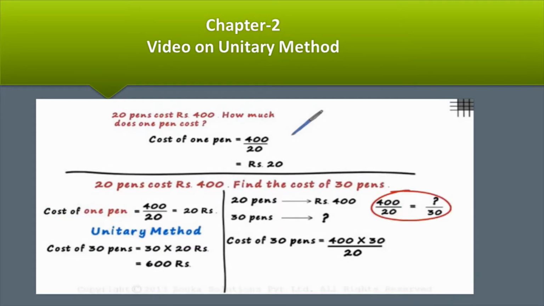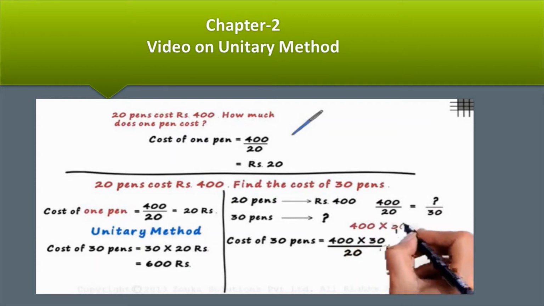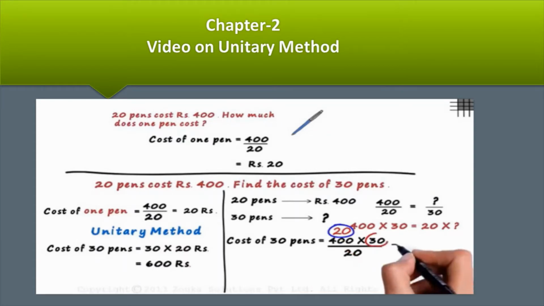As this is proportion, product of extremes should equal the product of means. So 400 multiplied by 30 should equal 20 multiplied by cost of 30 pens. And then we transpose 20 to the other side to get the cost of 30 pens. Anyway, this was just for your better understanding. So 20 multiplied by 20 is 400 and 20 multiplied by 30 is 600 rupees.